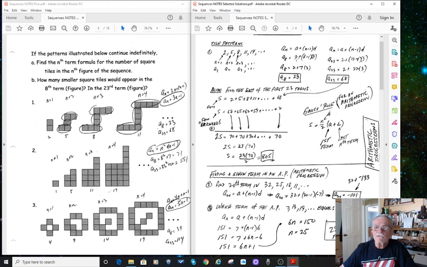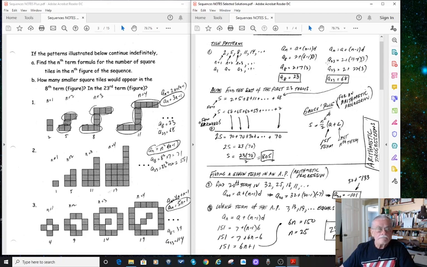The first term is 2. The common difference is 3. And if you're looking for the 8th term, you'd have to add 7 common differences, so you get 23. So the 8th term would be 23. You could write them out, of course, but it's easier to use the formula.